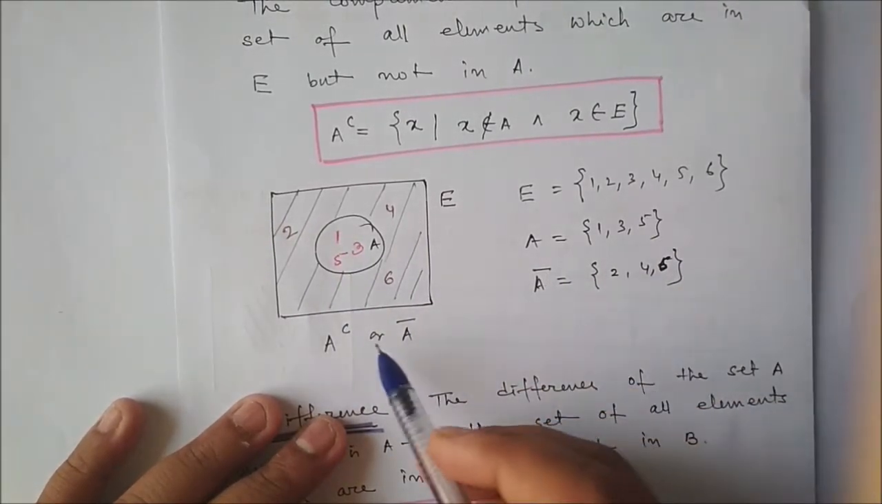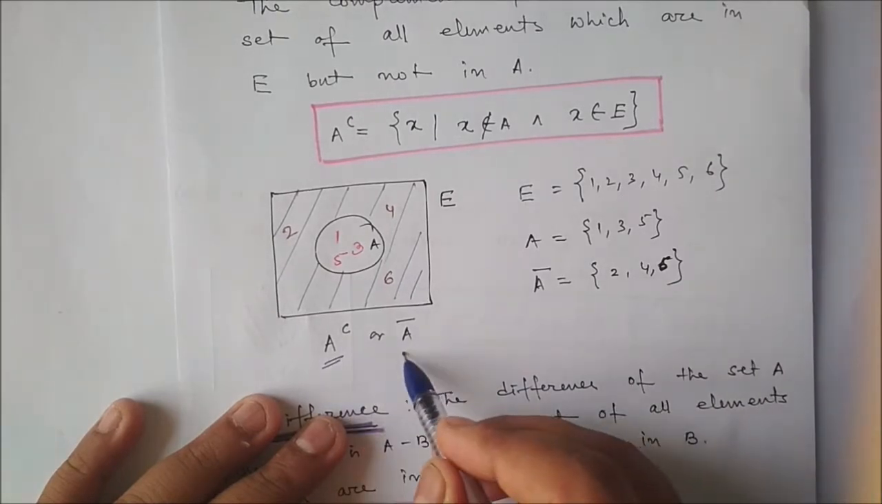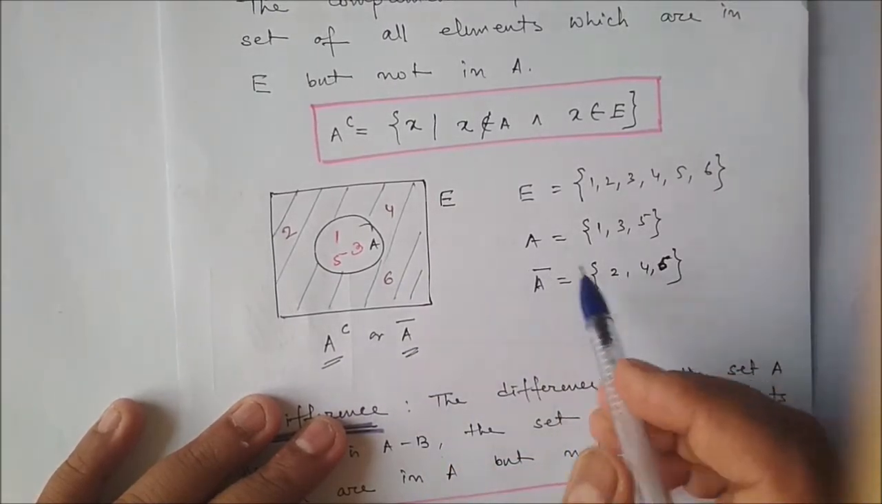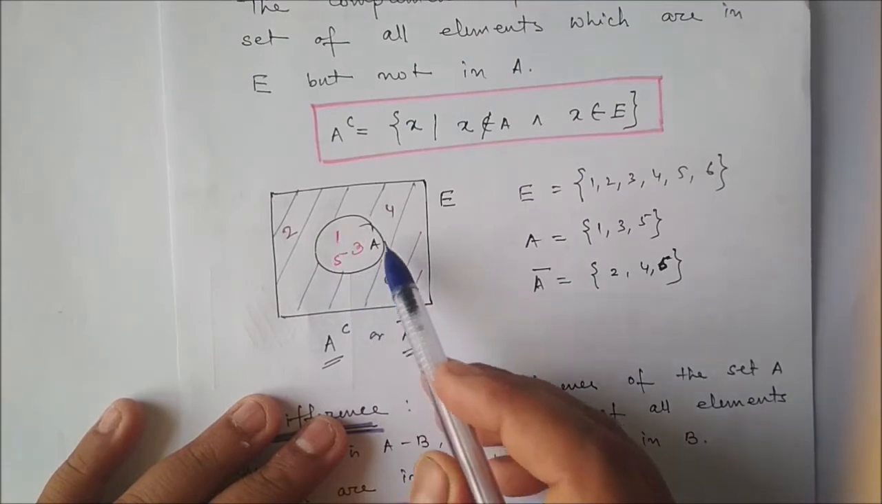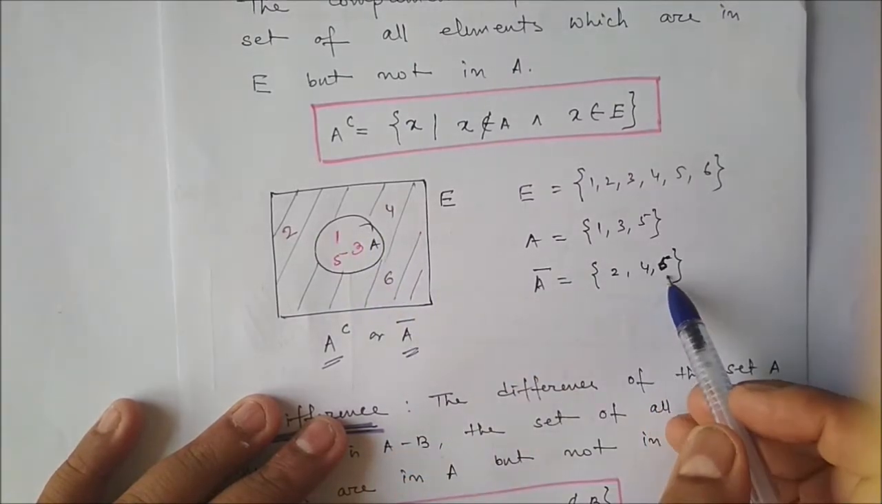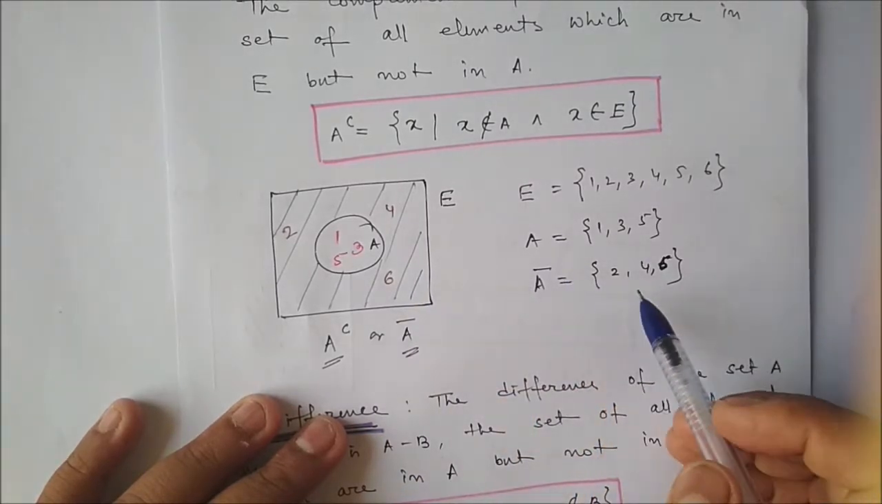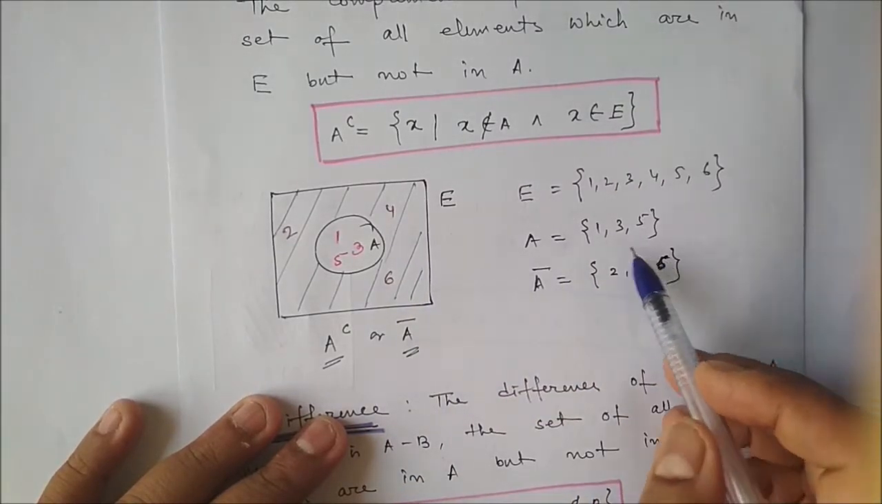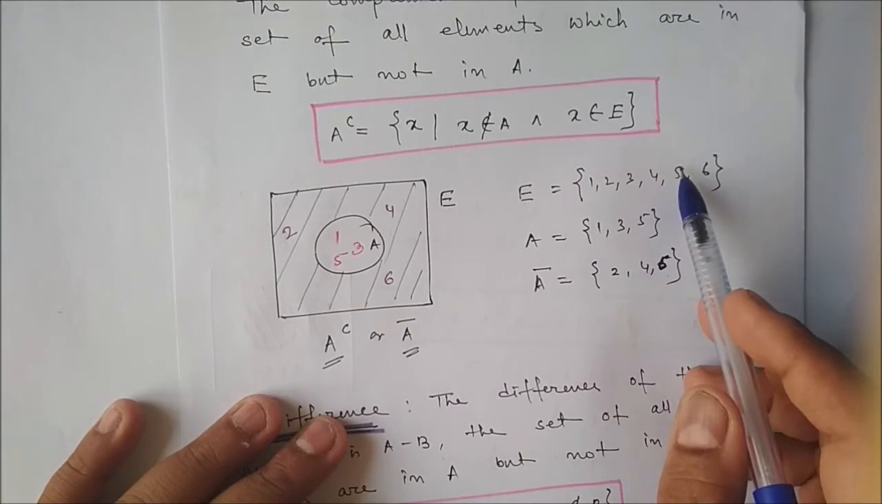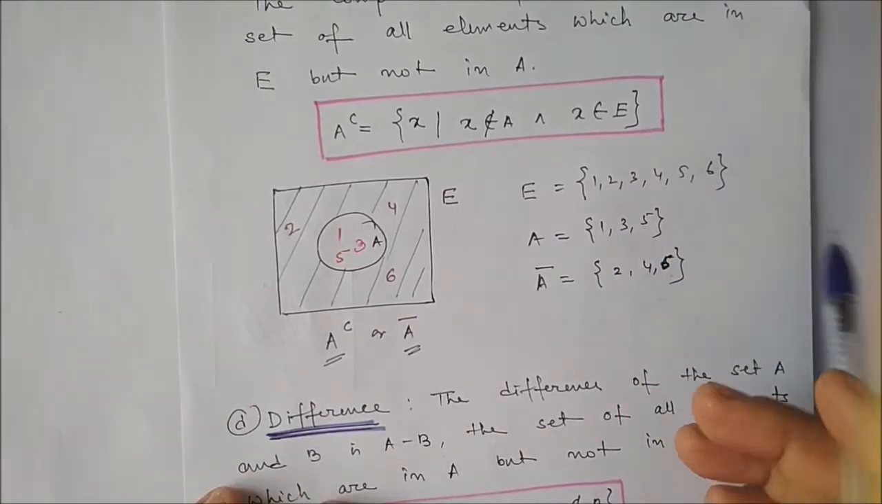So A complement, we may write this way or this way. A complement is what? The elements which are not present in A. So 2 4 6, these are the elements which are not present in A. So A complement is 2 4 6. These are the elements which are present in the universe of discourse but not present in A.